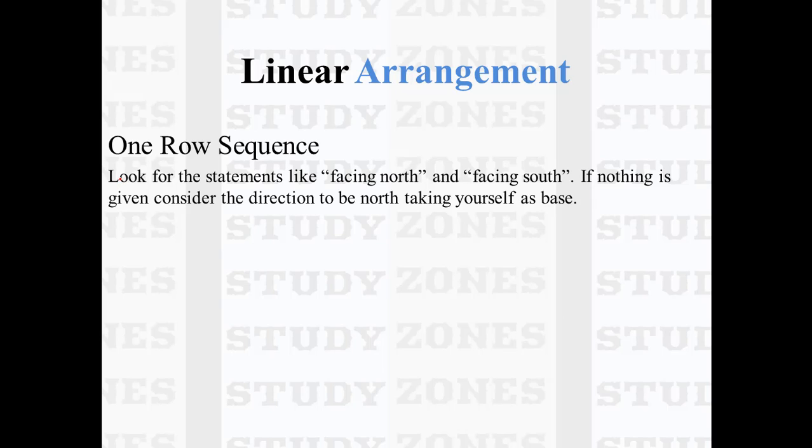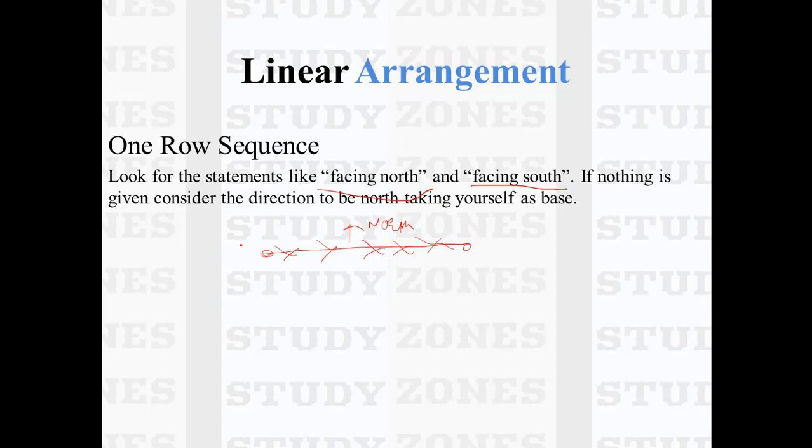Look in the question for statements like facing north and facing south. This direction is the key to our quick solution. If the direction given is facing north, then take yourself as the base and mark your left as the left side of the row and your right as the right side of the row. The persons are sitting like this on these positions, and they are facing the north direction.